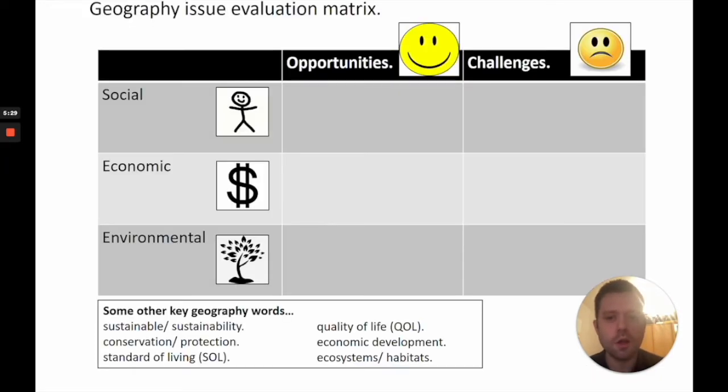All right, so those are our symbols that we can use. Stickman or lady for social, $ for economic, tree for environmental, smiley face for opportunities, sad face for challenges. All right, and if you haven't got one of these, you could quickly draw one, or you could ask your teacher for a copy, and they'll be happy to give you one.